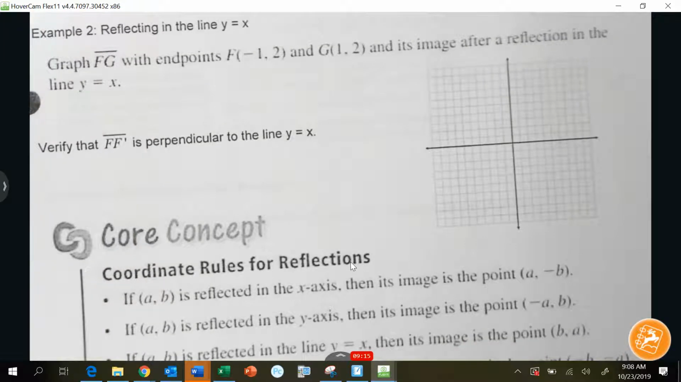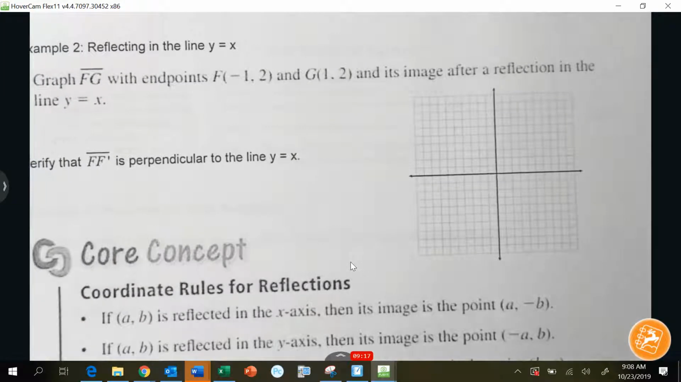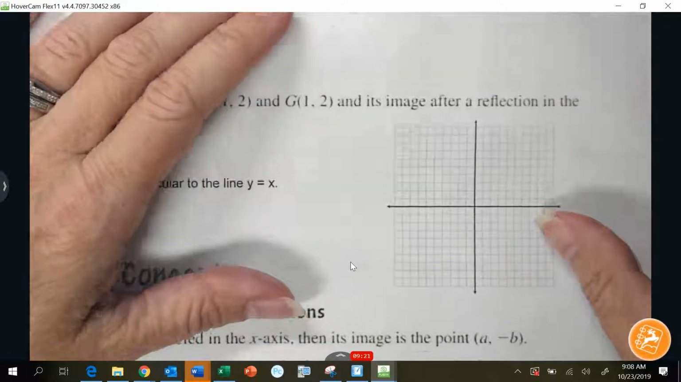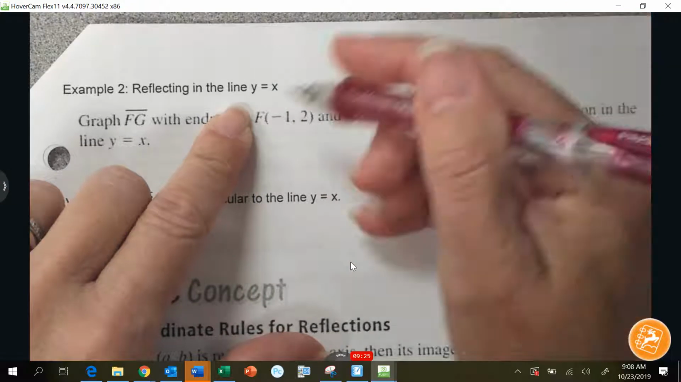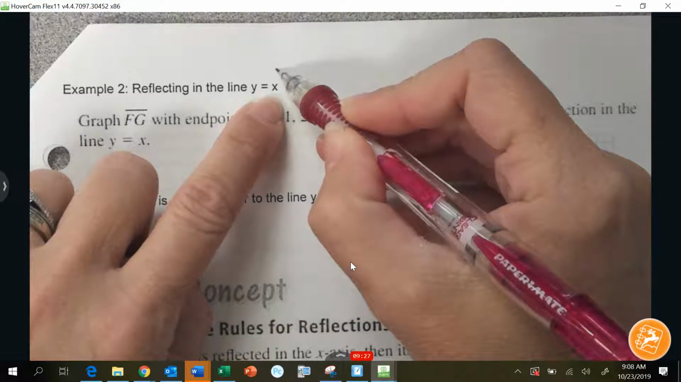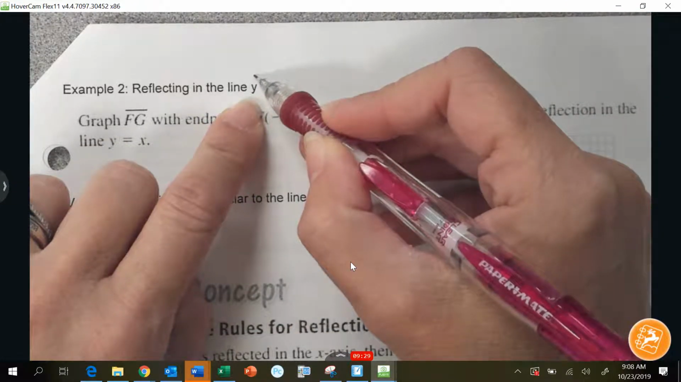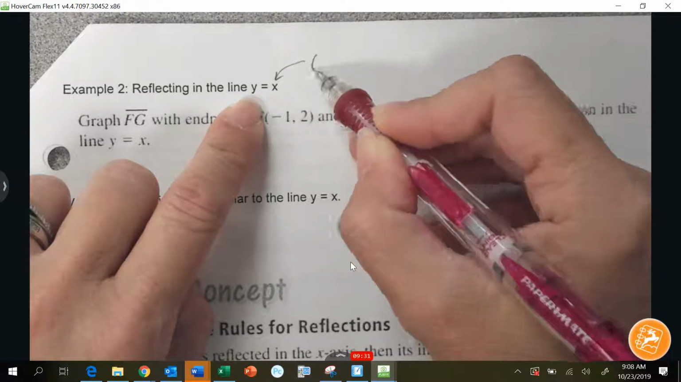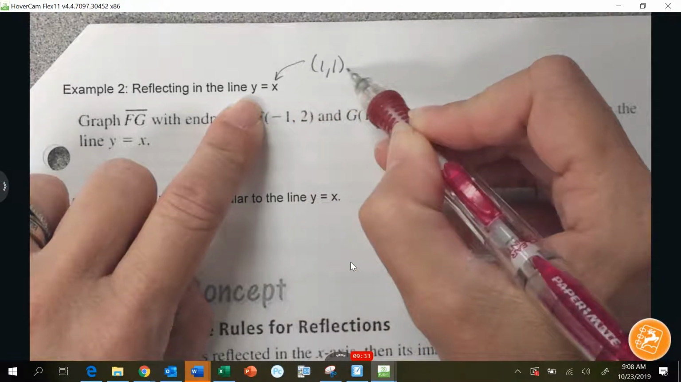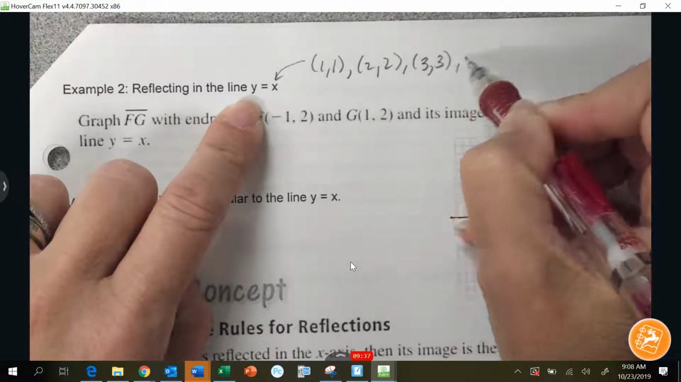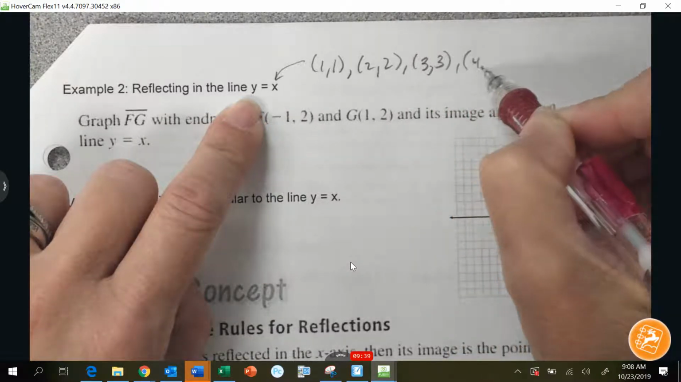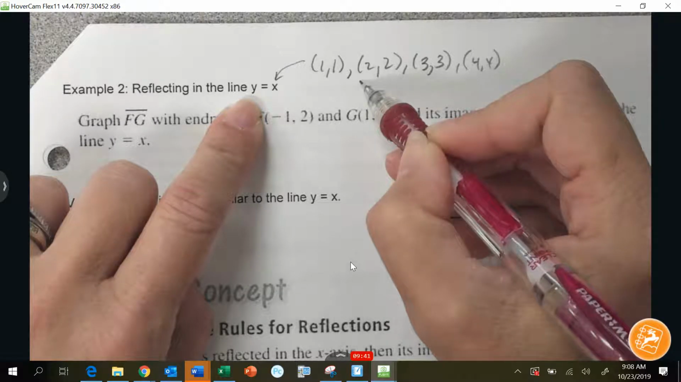All right, reflecting in the y equals x line. So y equals x is a really important line in all of your math courses. Y equals x is the line where all the numbers in x are equal to the same numbers in y. So these would be ordered points like 1, 1, 2, 2, 3, 3. Anybody else? 4, 4. Any more creative ones?